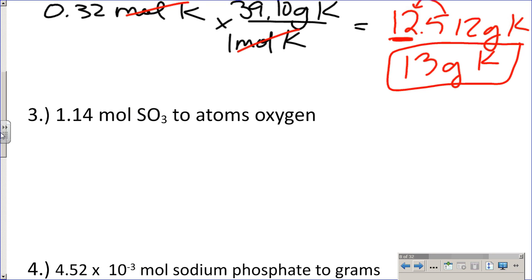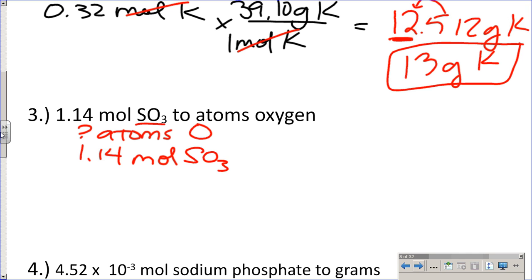Atoms of oxygen. So now we're getting specific here. Looking for atoms of oxygen. I'm starting off with 1.14 moles of, what's the name of that? Sulfur trioxide, thank you. So it's a covalent compound, you must use prefixes. Okay, so I'm starting off with sulfur trioxide and going to just moles of oxygen.